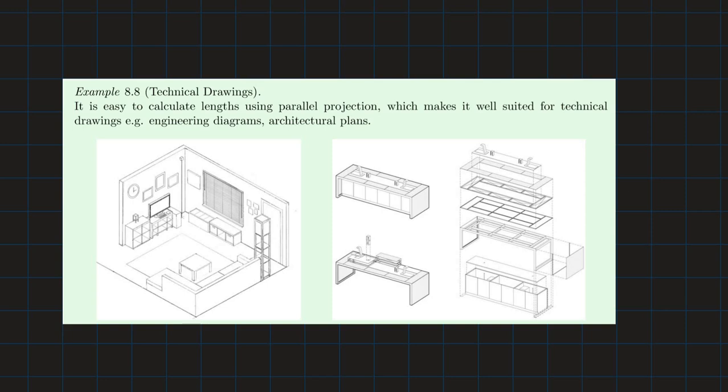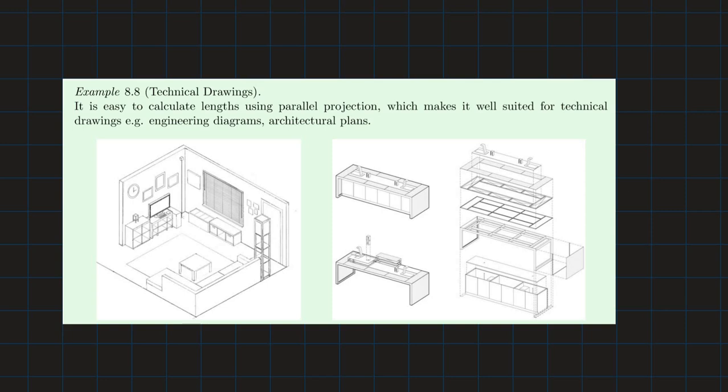And the reason why parallel projection is used in these fields is because if you know the angle at which an object was parallel projected onto a plane, then it's very easy to work out the lengths and the angles based on the parallel projected image. Okay, it's very easy to derive that information, which is useful information for engineers and architects and builders and so on and so forth. So parallel projection is used in these types of fields.